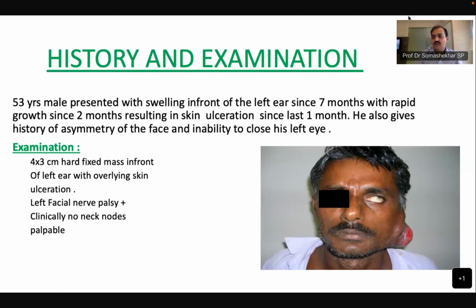You must know, when you have a tongue cancer and there is hypoglossal nerve palsy, the tongue is protruded, deviated to the same side or opposite side. You must know the mechanism. In facial nerve palsy, you must know whether the face is deviated to the opposite side or same side, and why this is pathology. This question is always asked in exam. Clinically, there are no neck lymph nodes palpable.